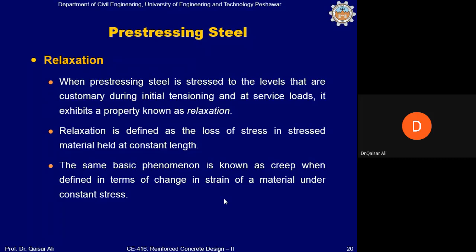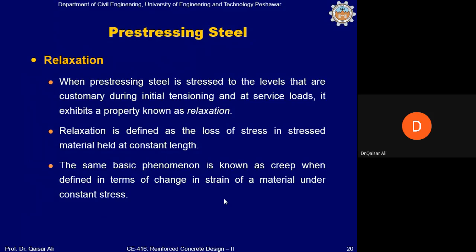This occurs when the steel is stretched for a long time. When the steel is stretched for a long time, then there will be some pre-stress loss, and this occurs at constant strain. Without any change in strain, at constant strain in stretch position, there will be a loss in stress, and this loss in stress at constant strain is called relaxation. It is a property of steel.